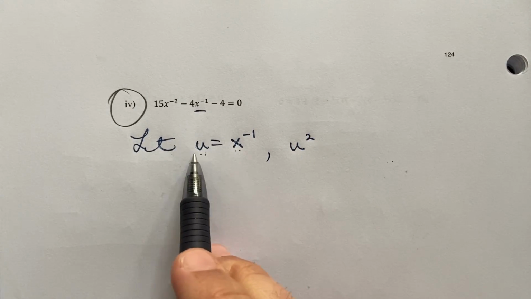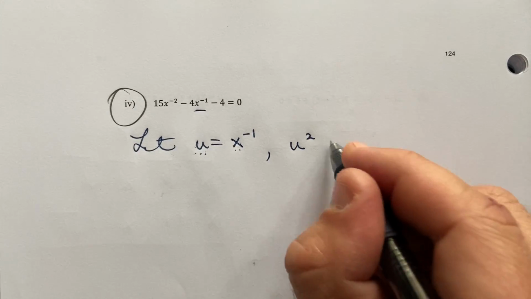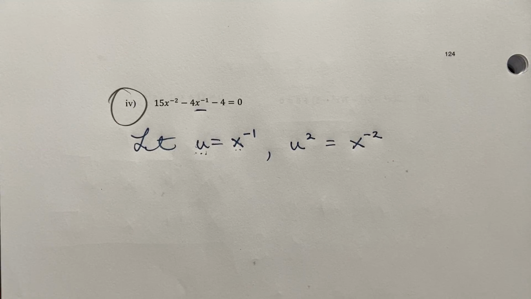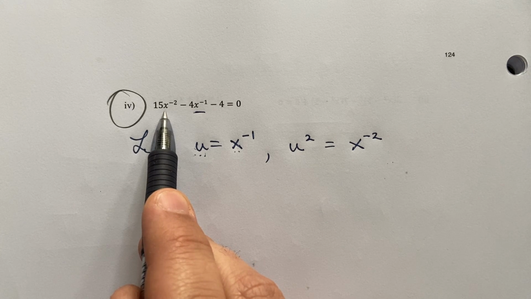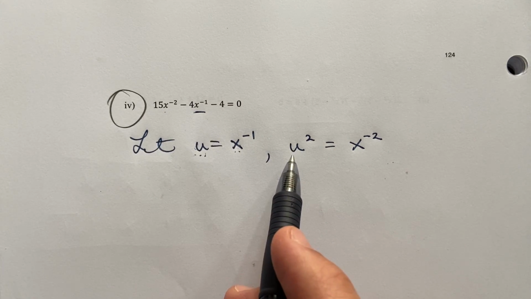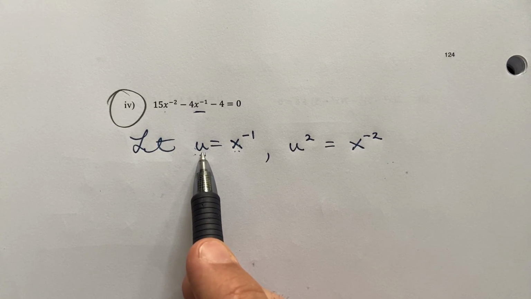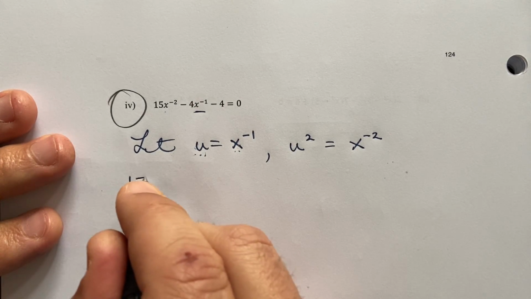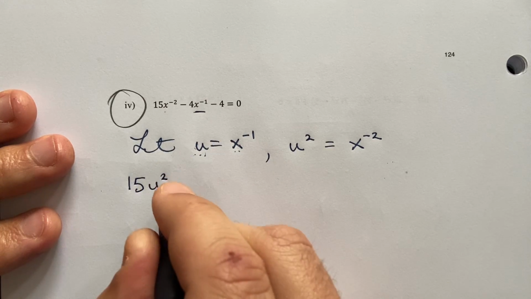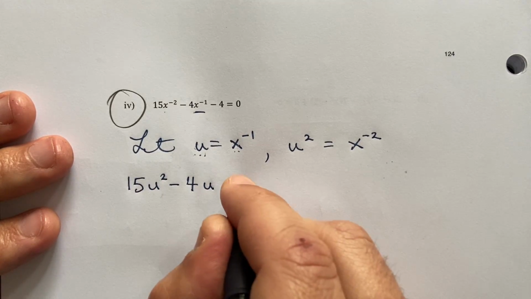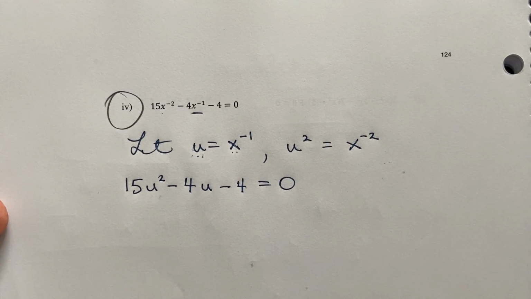U squared, if I square both sides, would be equal to x to the negative 2. So this tells me that where I have x to the negative 2, I'll replace that with u squared. Then where I have x to the negative 1, I'll replace that with u. So I'll have 15u squared minus 4u minus 4 equals 0.